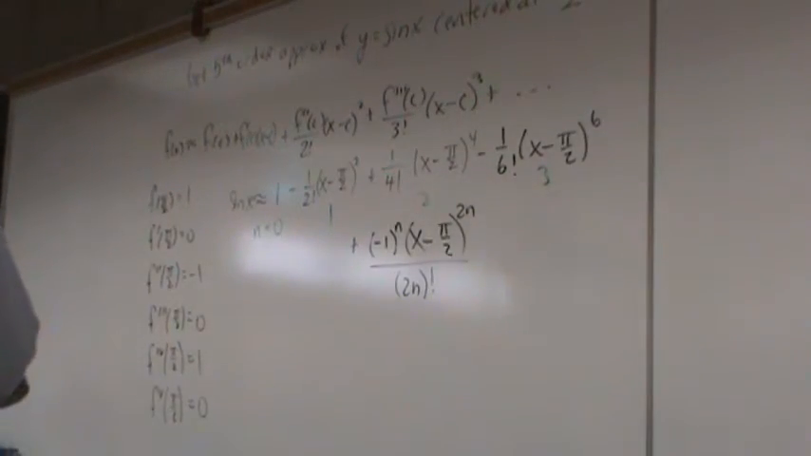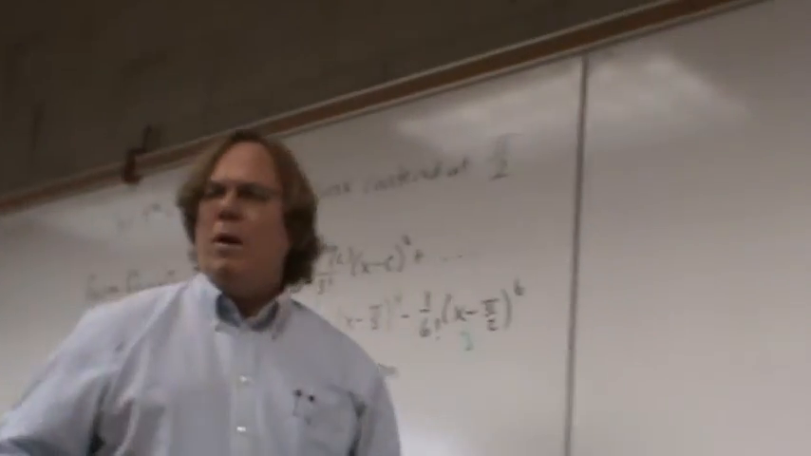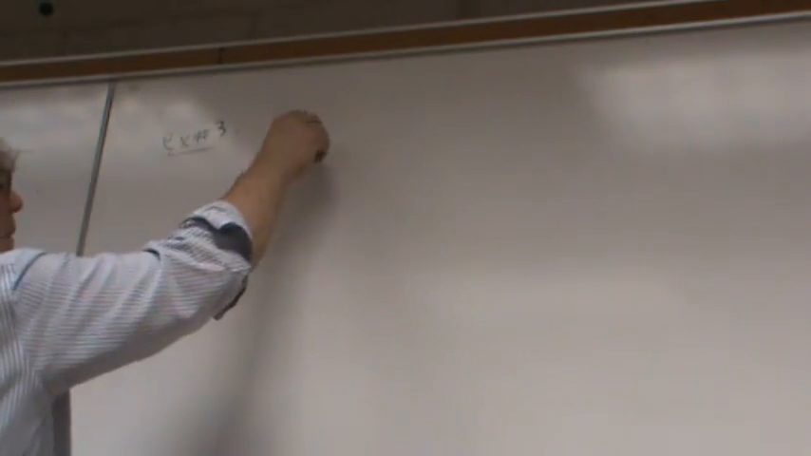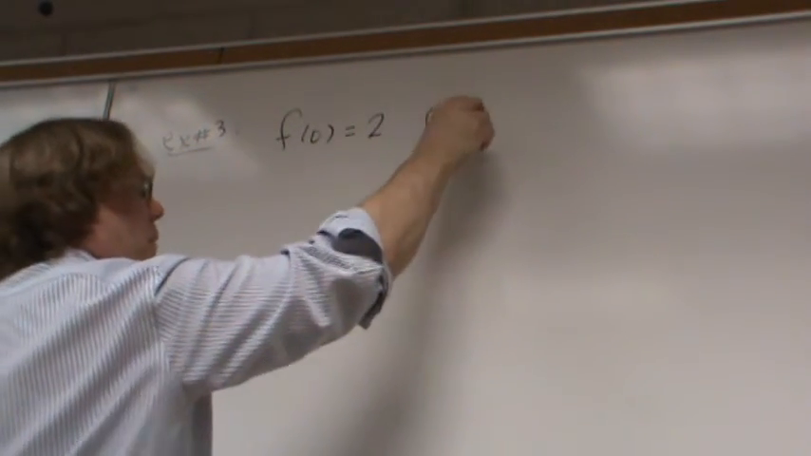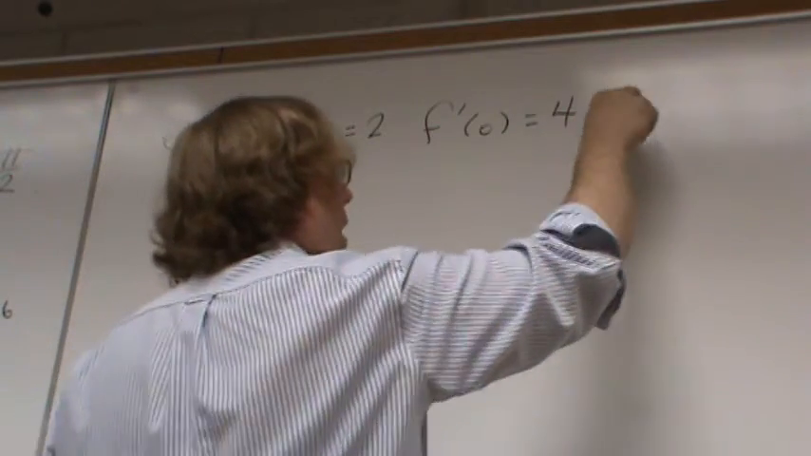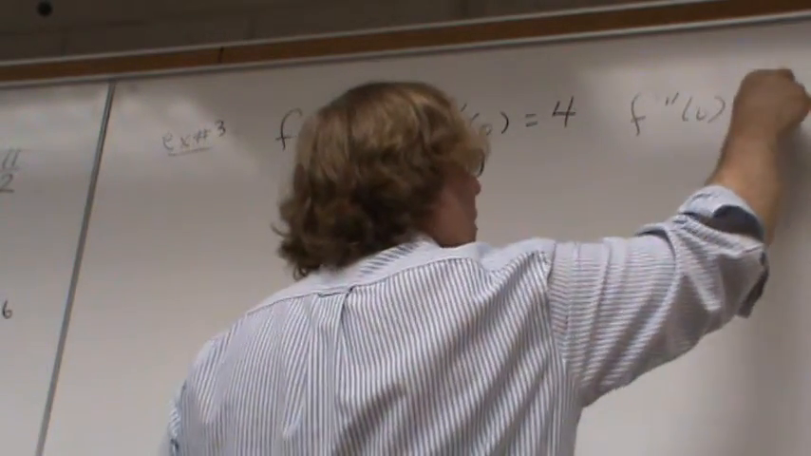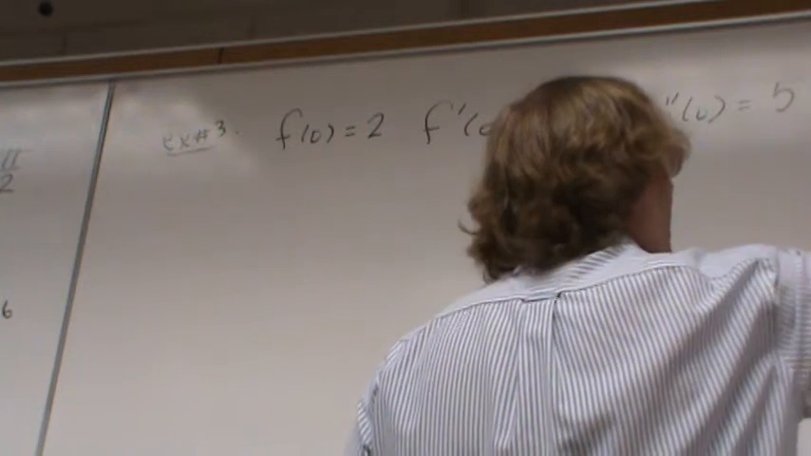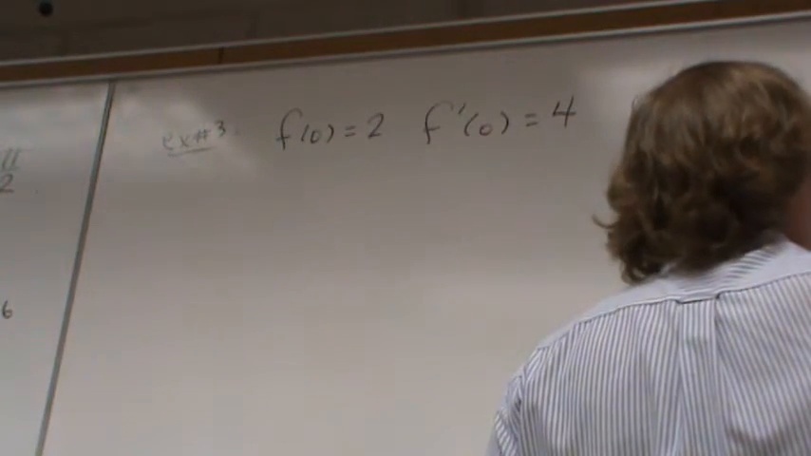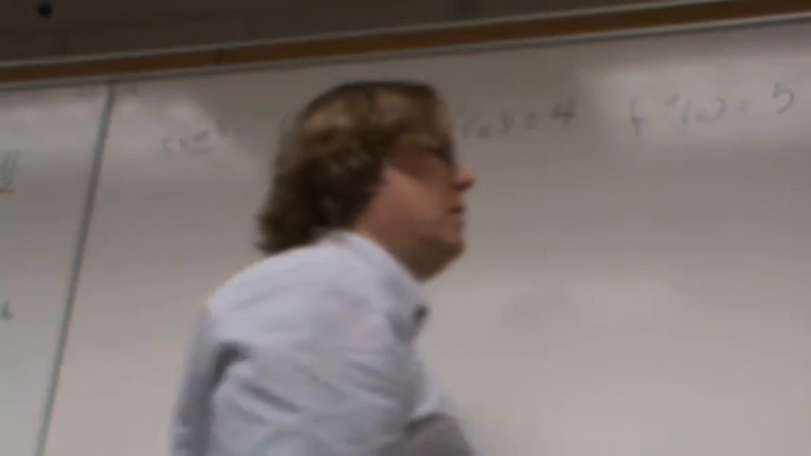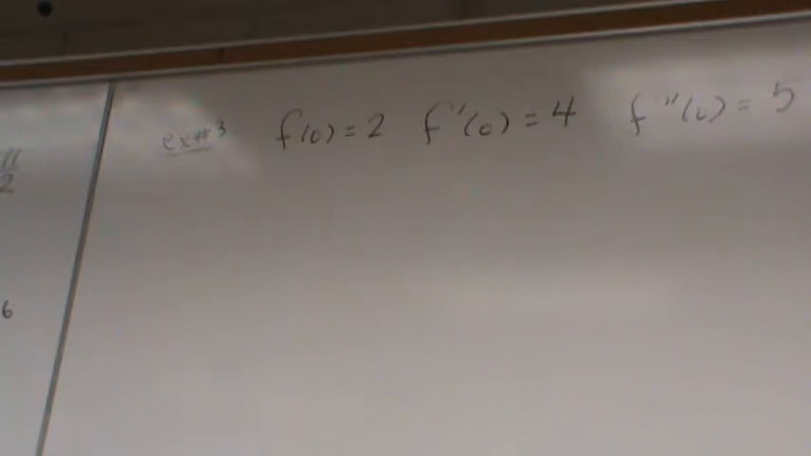Here's one of the perks of this Taylor approximation thing, okay? What if I told you, I don't even know what the function is, but I do know some values of the function. I do happen to know that f of 0 is equal to 2, f prime of 0 is equal to 4, f double prime of 0 is equal to 5, and f triple prime of 0 happens to be negative, I don't know, negative 7, okay? Let's say I told you this.